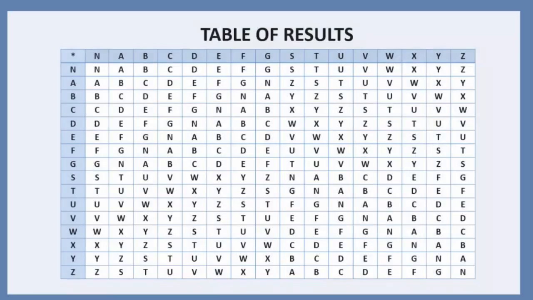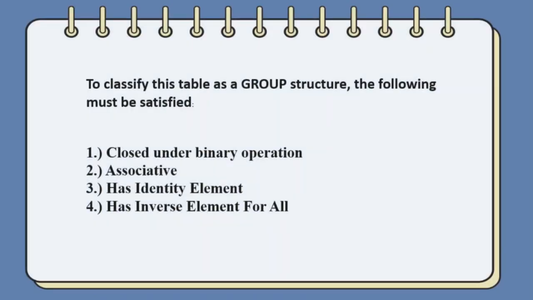So when we continue this process to all elements, we will have this table of results. Since we have the table of results, let's now check if this table forms a group structure. So to classify this table as a group structure, the following conditions must be satisfied. So we have 4 conditions. First, closed under the binary operation. Second, associative. Third, has identity element. And the fourth and last condition, has inverse element for all.